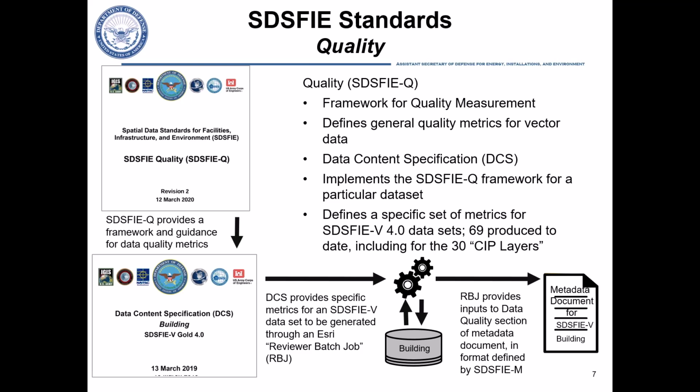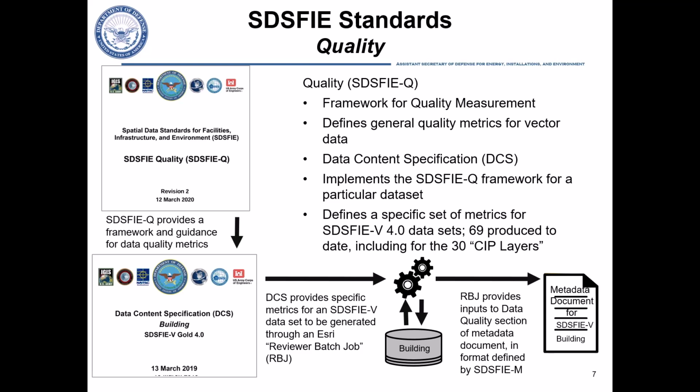DISD staff have created review batch jobs, or RBJs, that utilize Esri's Data Reviewer extension to quantify and report values for each of the metrics for an SDSFIE vector dataset. These values can then be inserted into the data quality section of the dataset's metadata, providing a valuable record of the state of the quality at the time of evaluation.